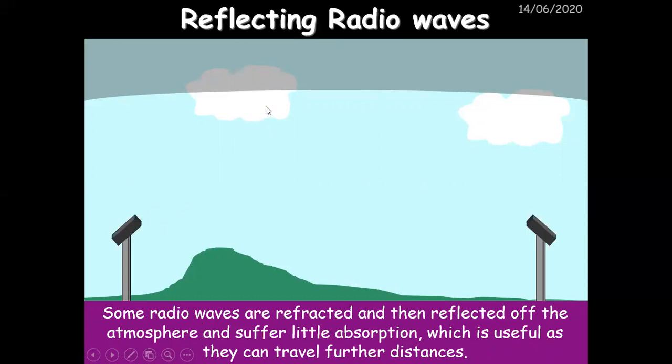So when this radio wave hits the atmosphere, some of it might go through and be transmitted, some of it might be absorbed, okay? The atmosphere is usually very thick. You're going from thinner to thicker, it's going to bend it, there's going to be refraction in here, but some of it will also be reflected. So some radio waves are refracted and then reflected off the atmosphere and suffer little absorption. There's not much absorption, so not much of the radio wave will disappear here, which is useful as they can travel further distances. So they can make a radio wave from Scotland to you by using the atmosphere as a bouncing tool. I want you guys to copy that down, okay?